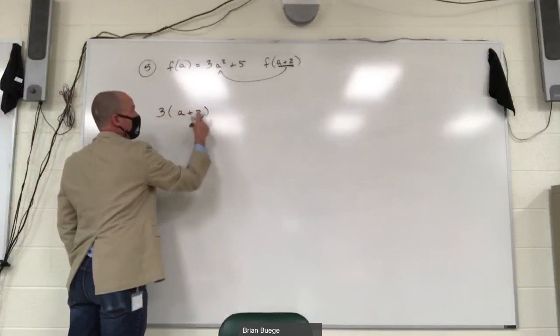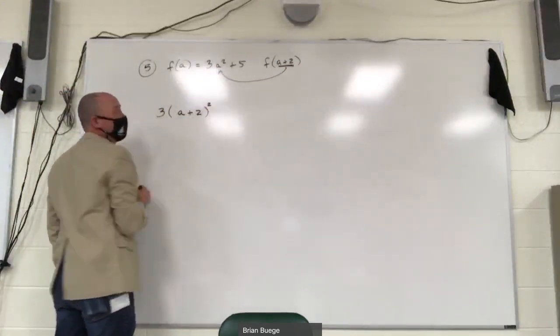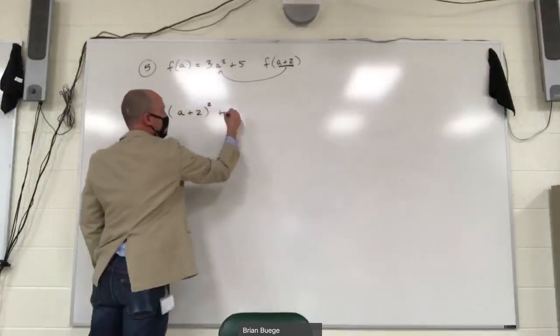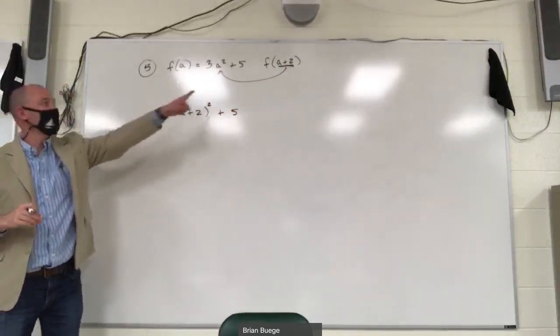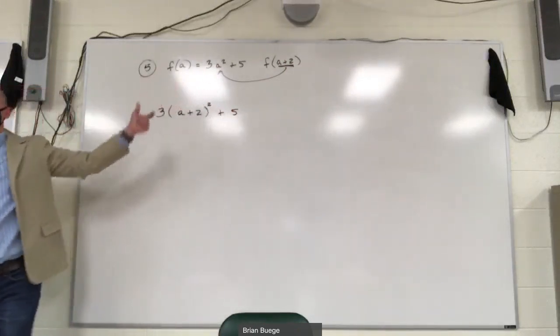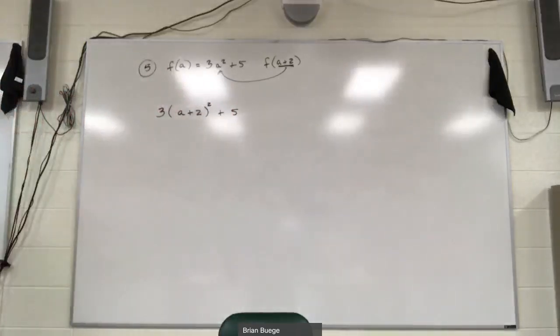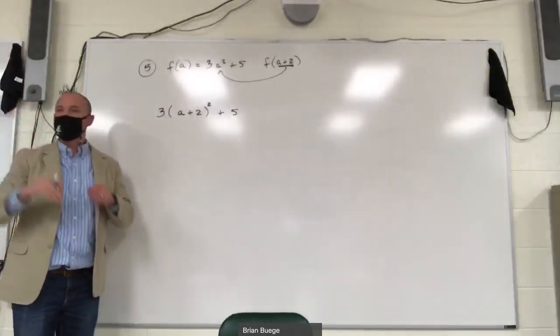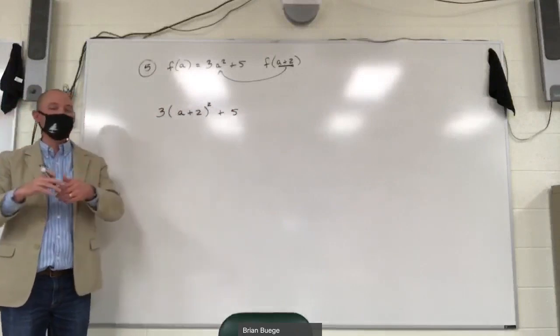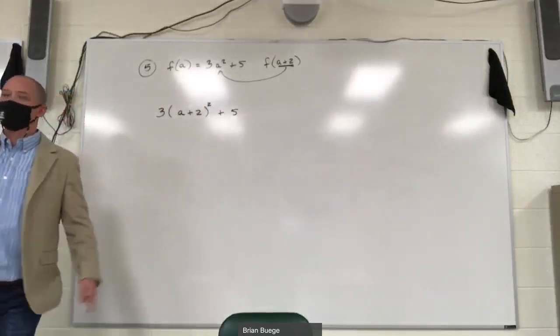So we put a plus 2 there, that is still squared. And then we still have the 5 at the end. So the only thing I did was take the a out and substitute in the a plus 2 in its place. The rest of this problem now is just simplify it all down as far as you can. Okay? Which, remember order of operations? We talked about that the other day. As you simplify, don't forget your order of operations.